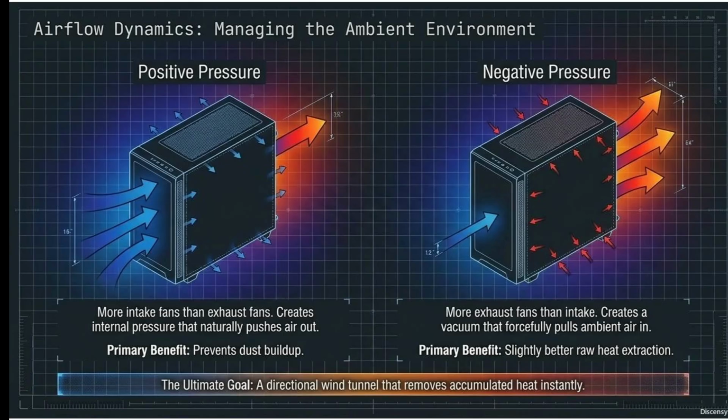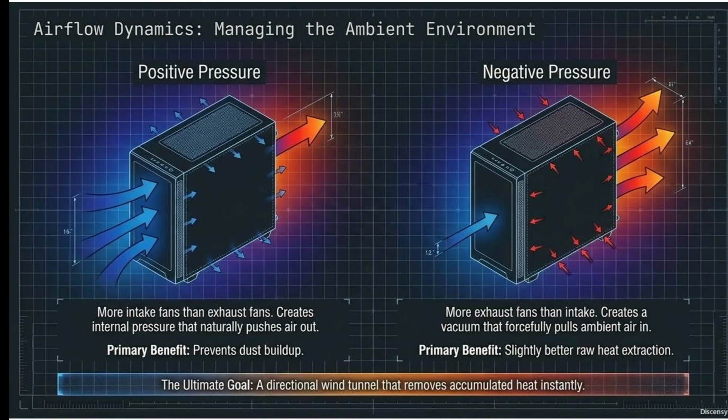Airflow dynamics, managing the ambient environment. We are going to have two different types of airflow dynamics. One is positive pressure and the other is negative pressure. Positive pressure: more intake fans than exhaust fans. It creates internal pressure that naturally pushes air out. Primary benefit: prevents dust buildup.